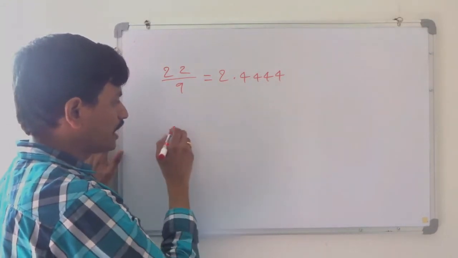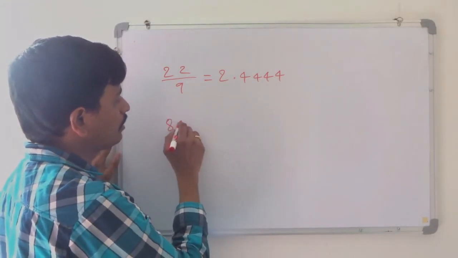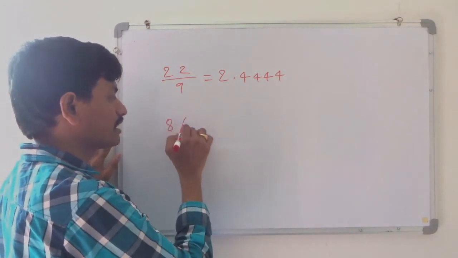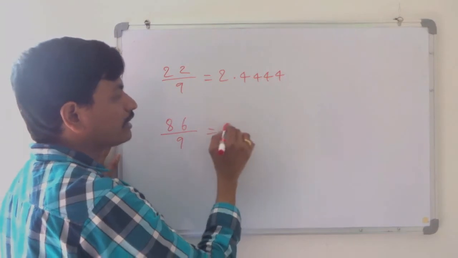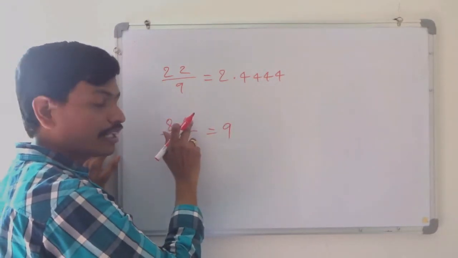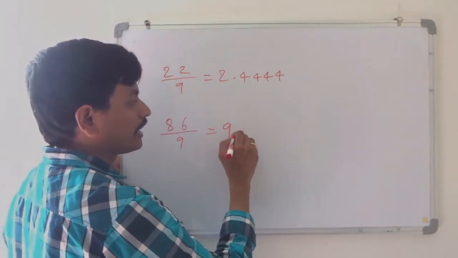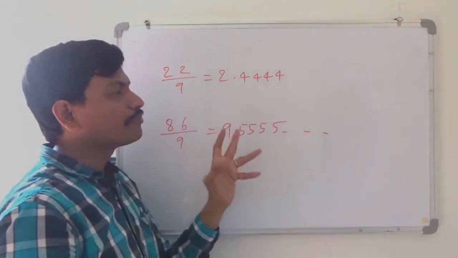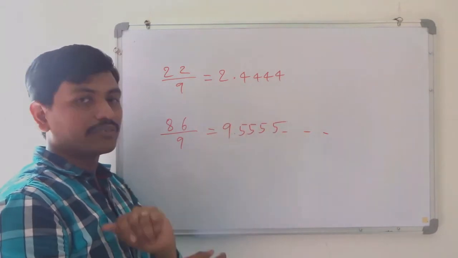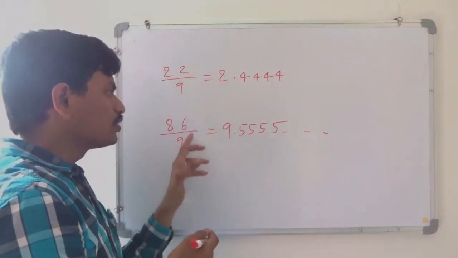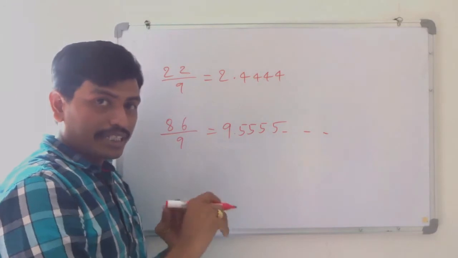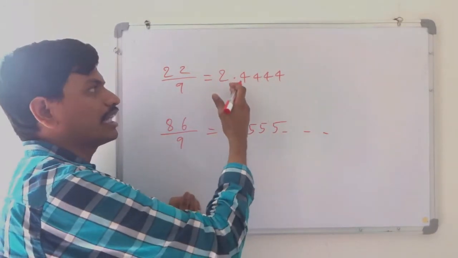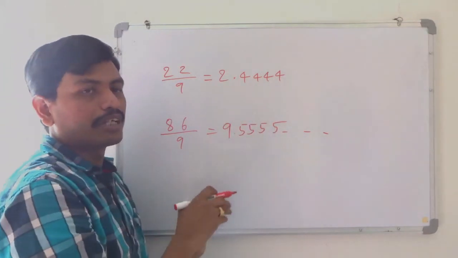Like this, if you take any number, 81 is exactly divisible by 9. Let us take 86 by 9. 9 nines are 81. What's the remainder? 5. 5 multiplied by 11 is 55, so 9.5555, and it goes on. 5 bar. So 2.4 bar, 9.5 bar. Like this we can apply. First do normal division, get the remainder and multiply by 11. The same digits will be repeated.